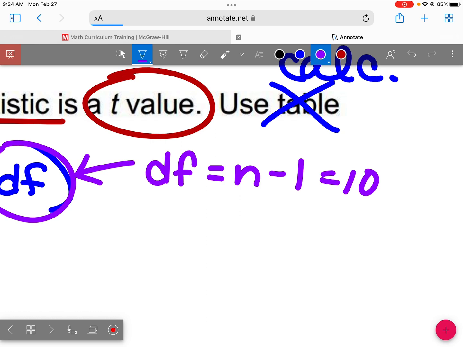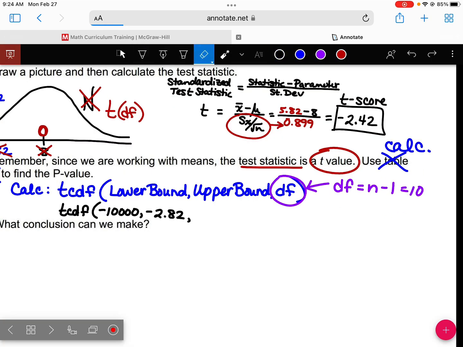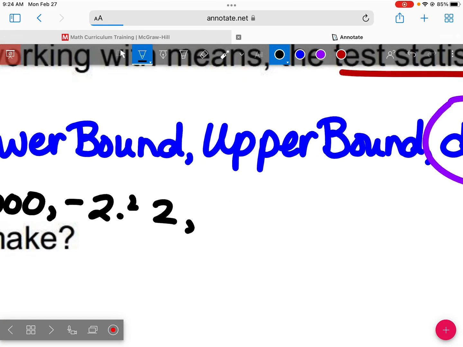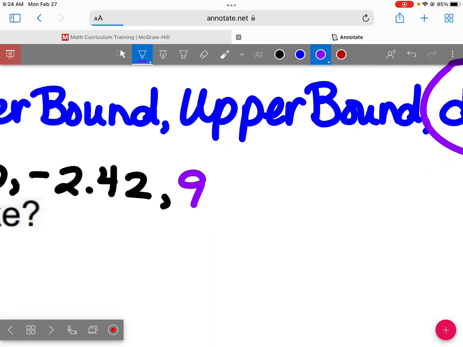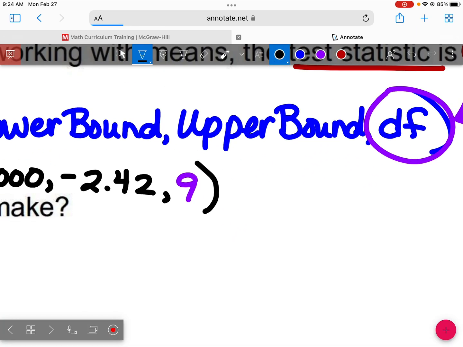Yes. Wouldn't there be 2.42 instead of? Yes, I'm sorry. You're right. I wrote the wrong number down. I apologize. 2.42. Nine degrees of freedom. Thank you for correcting me. So TCDF on my calculator, that is option 6. Negative 2.42. 9 degrees of freedom.